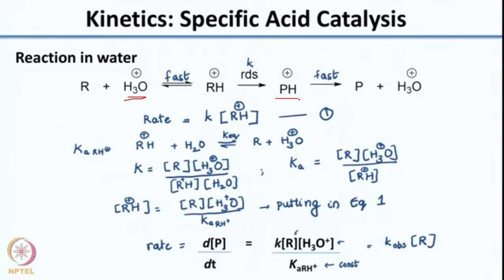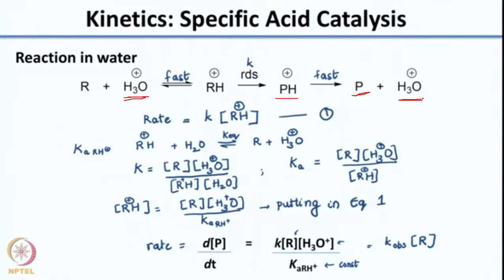So we will get the protonated product. Then proton transfer again will be fast in this reaction, and we will observe the product along with the specific acid. So you can see here this H3O+ will remain as it is at the end of the reaction. So that's why it will be called a catalyzed reaction. So specific acid catalyzed reaction.